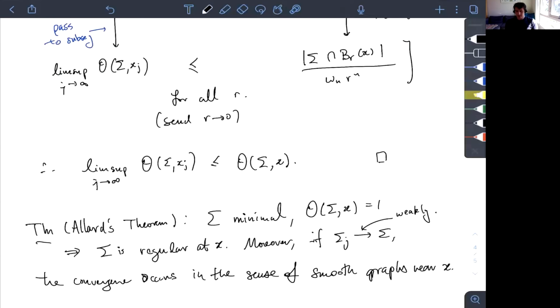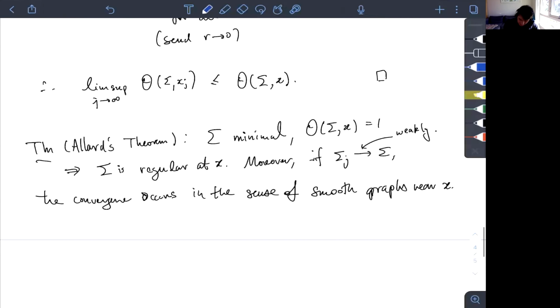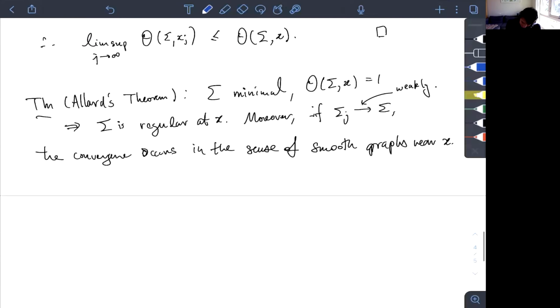Moreover, we have this point with density 1, and if you have a sequence of minimal surfaces which converge weakly, in the sense of measures, say, then in this case the convergence is going to occur as smooth graphs near the origin, near this point x. Again, you can always think about the Simon's cone.